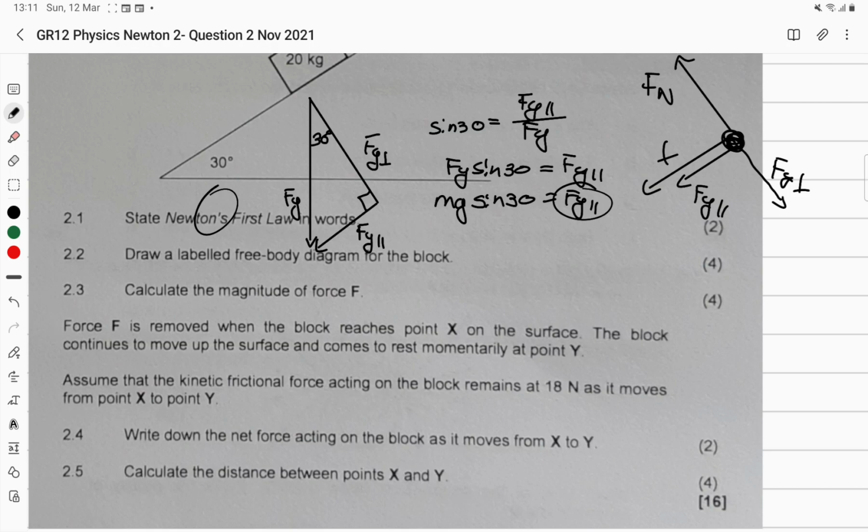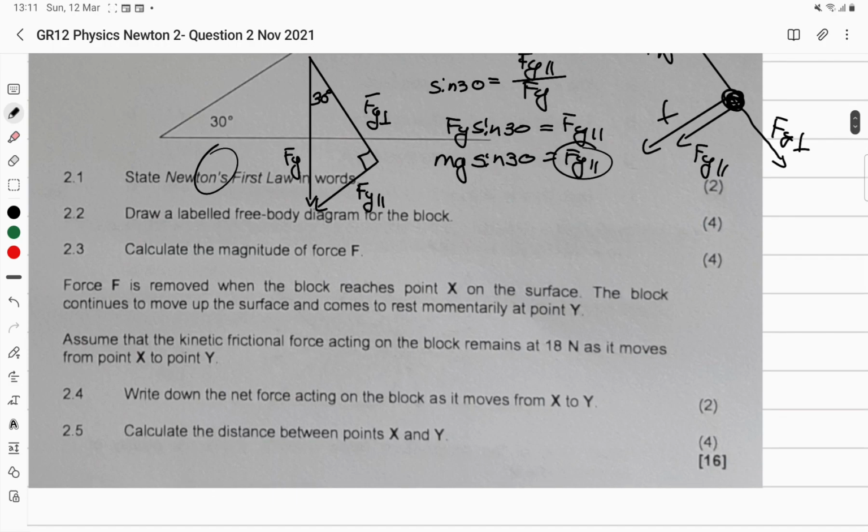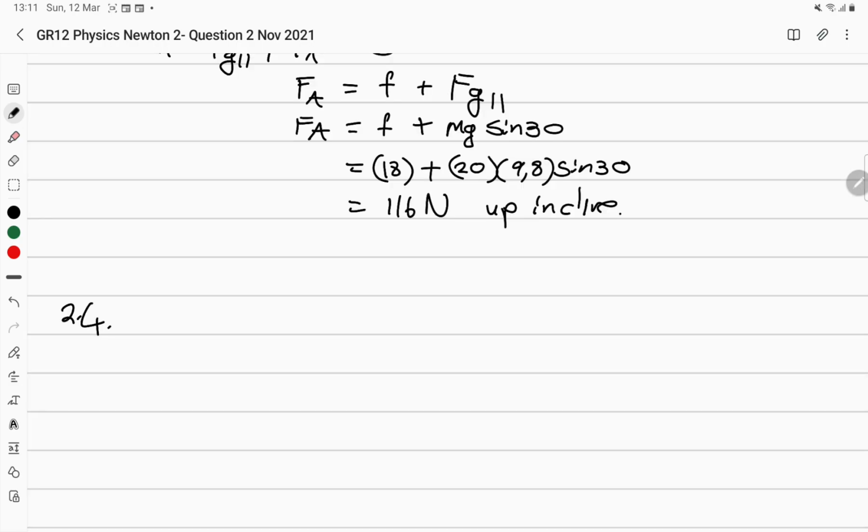So write down the net force acting on the block as it moves from X to Y. Alright, so your new F net will be equal to your friction, let's keep those negatives, minus your FG parallel, which is the exact same thing here. So that will be a negative 116 newtons, so it will be 116 newtons down the incline.